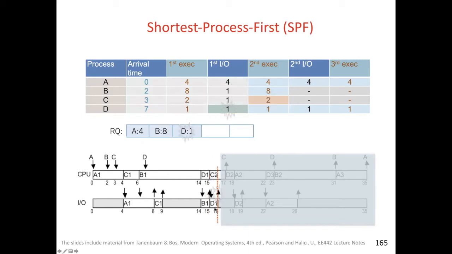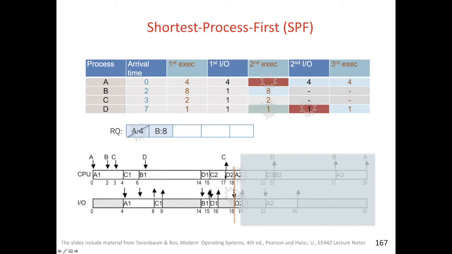At 16, process D finishes its first I/O operation and enters the ready queue. Next CPU burst for process D is 1. At time 17, process C finishes its second execution. This is the last execution for the process C. Process C terminates. The shortest one in the ready queue is process D. It is chosen for the execution.